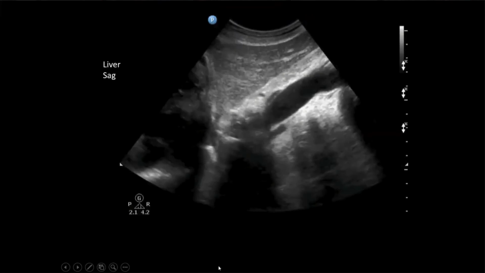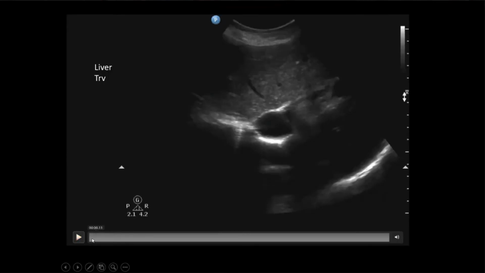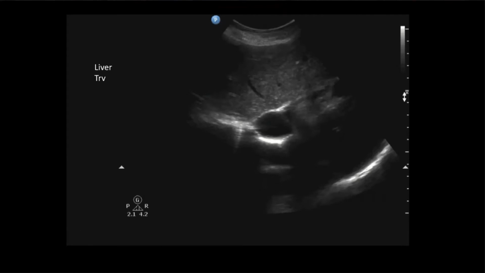And then this is the transverse view. So we're starting angling up towards the heart. So you can actually see this is the right atrium. And as we scan, you're pointing the transducer, we're angling down towards the patient's back.